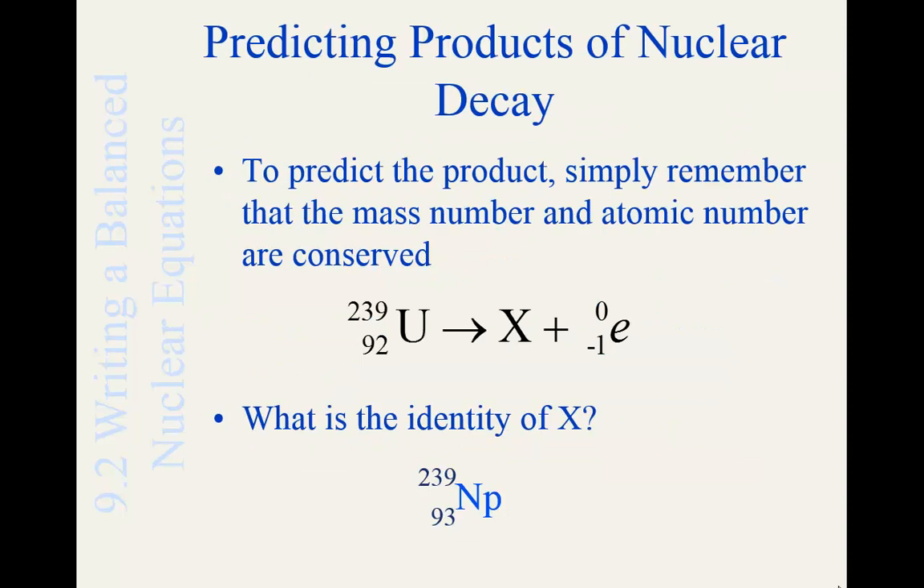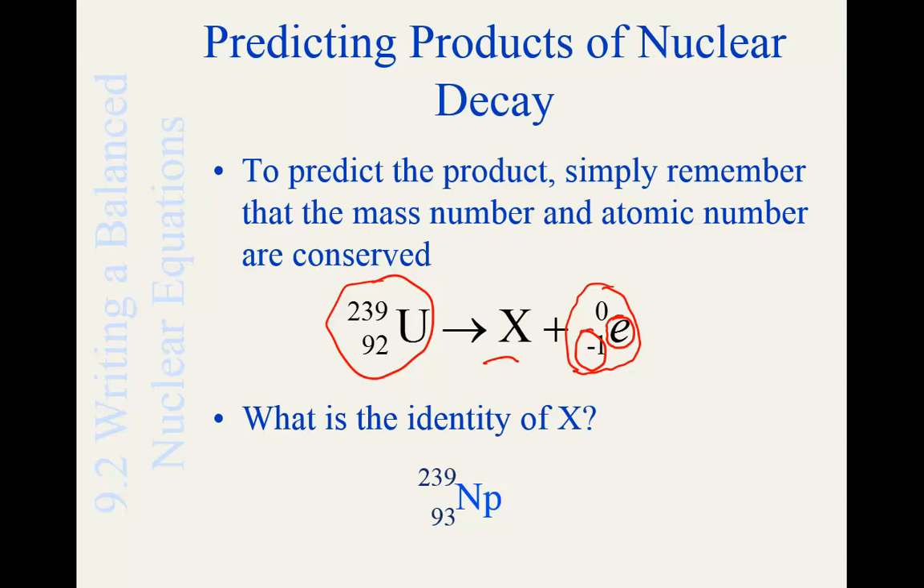So here's what you're going to be expected to do. You should be able to predict what X will be in this reaction based on what you start with and what type of emission is happening. So tell me what type of emission this is. Well, we see the electron symbol, we see a negative 1 charge, so we know that this is a beta decay because we see a beta particle being emitted here.